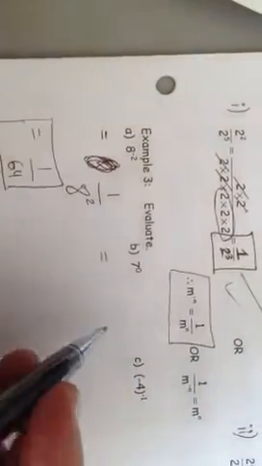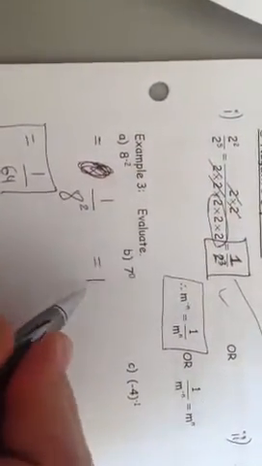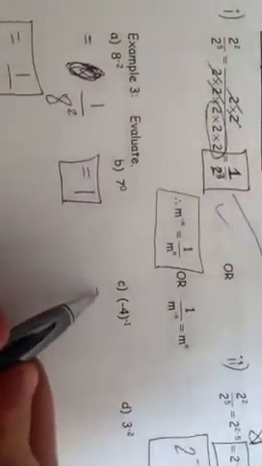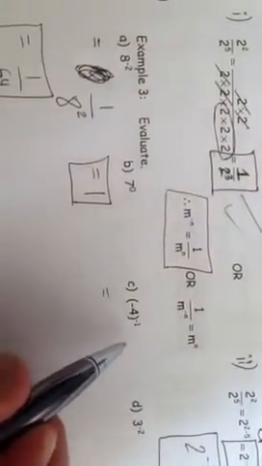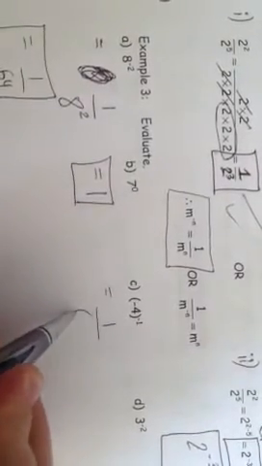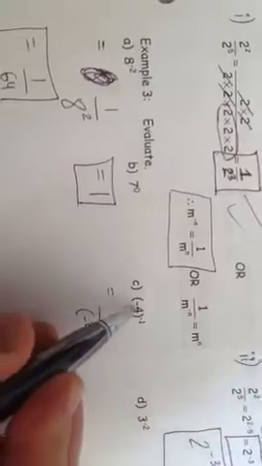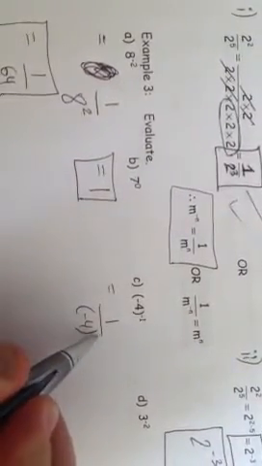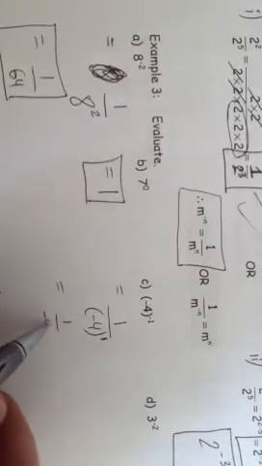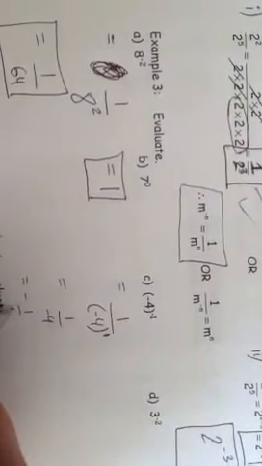Over here, 7 to the power of 0, well, anything to the power of 0 is just 1, so that's the final answer there. Over here, this is the entire thing, negative 4 to the power of negative 1, so this is written as 1 over that base, negative 4 to the power of positive 1. And then this is just the same as writing 1 over negative 4 or negative a quarter.